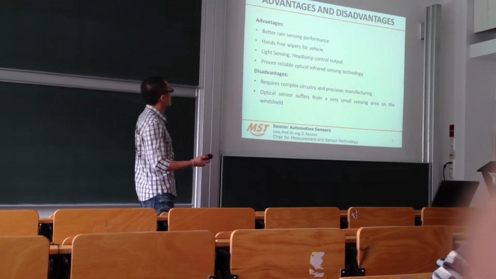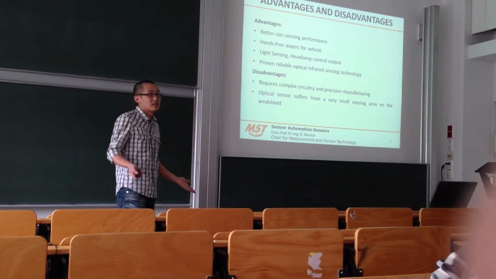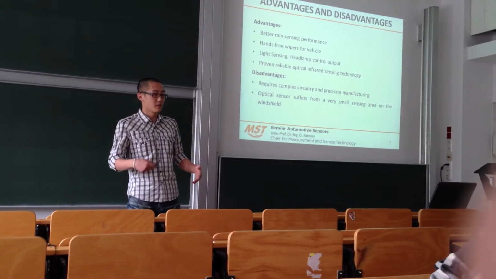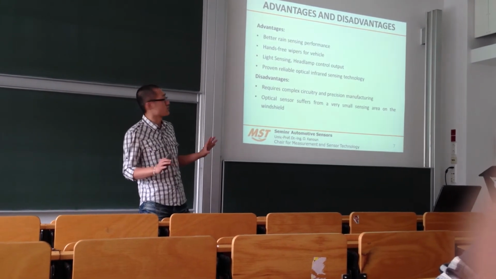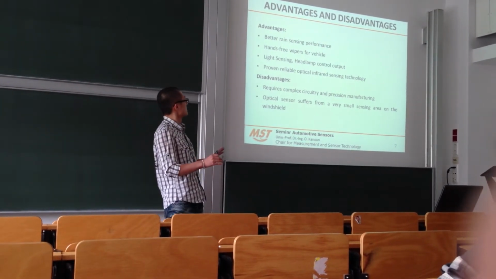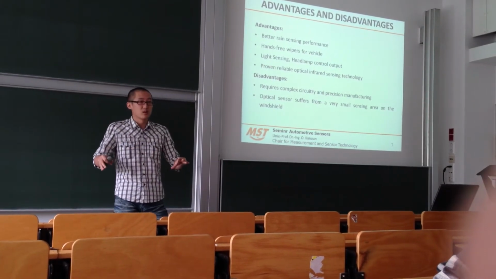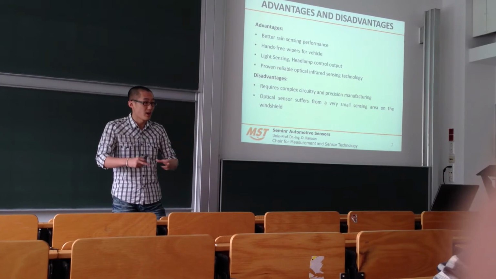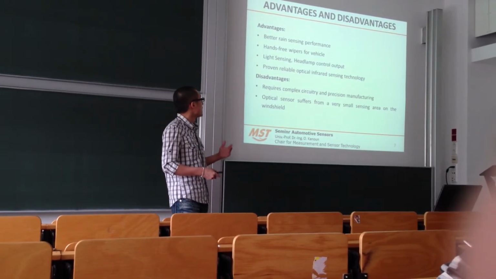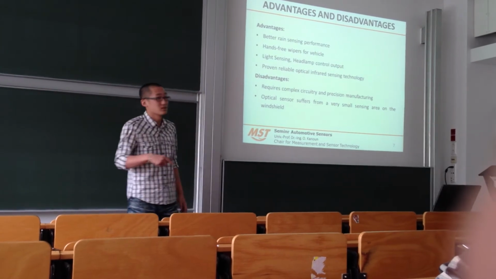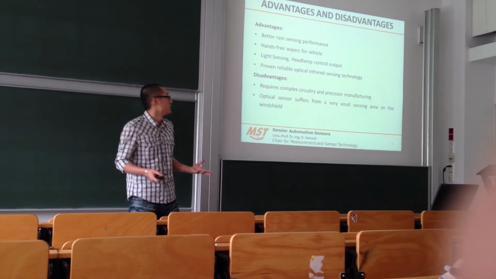So, the advantages and disadvantages of the optical rain sensor. As I said, the rain sensor can respond automatically, which means it's totally hands-free. And we can combine a light sensor with a rain sensor in the same device, and it's very easy to install. The optical infrared sensing is also very reliable, which has already been proved.